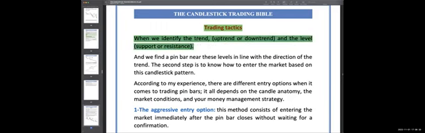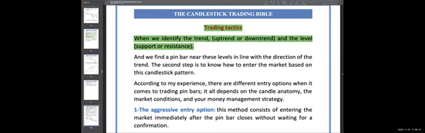When we identify the trend, uptrend or downtrend, and the level, okay, we are on trading tactics. I didn't mention this topic; we are on the trading tactics now. This is basically your approach to what you'll be seeing on the charts, or your approach to having what we call a setup. When we identify the trend, uptrend or downtrend, and the level of support and resistance, I think this is just a definition of trading tactics. And we find the pin bar near these levels in line with the direction of the trend.